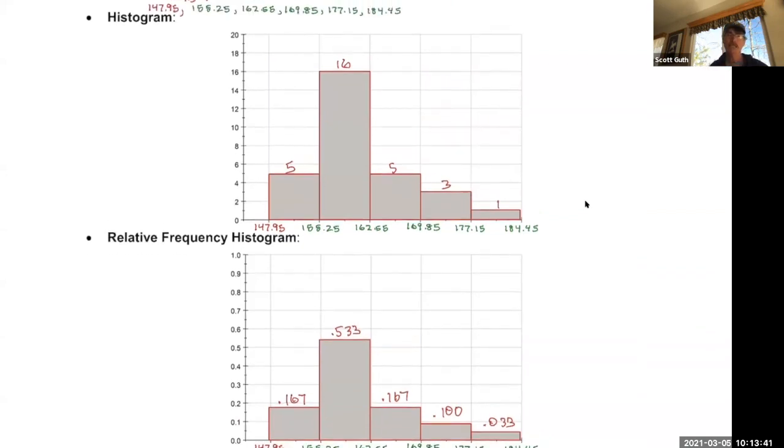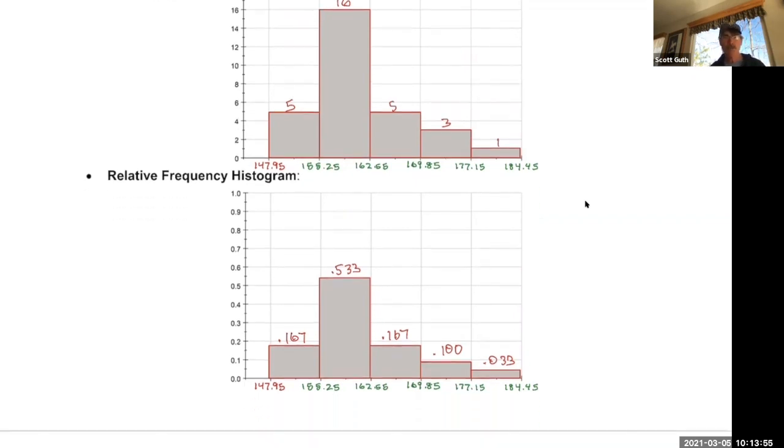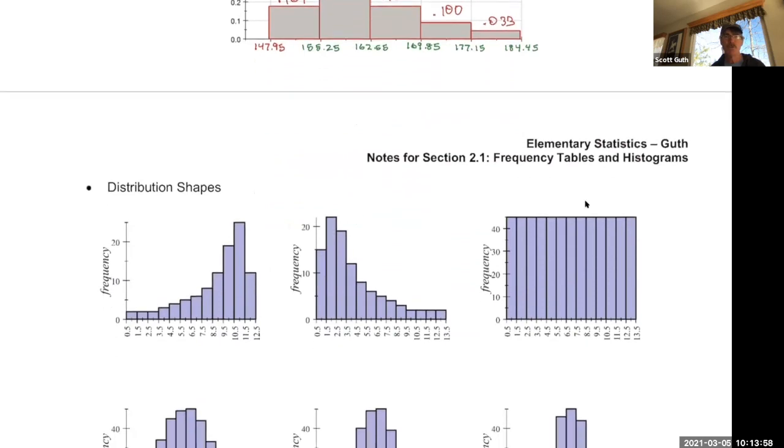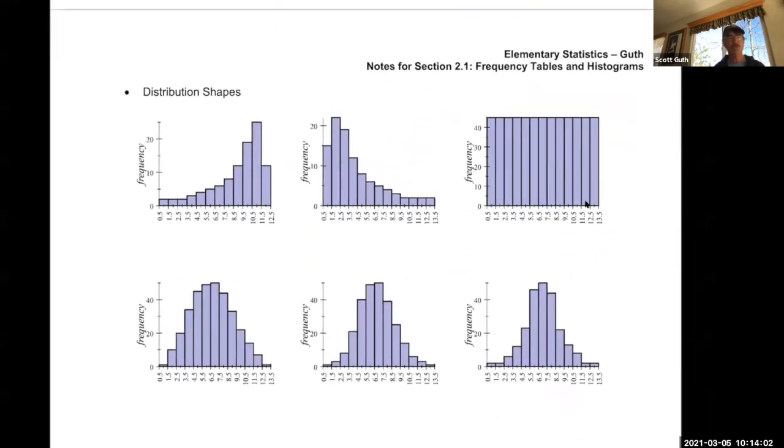Anybody else, anybody need more time on this? Happy to wait. Okay, it doesn't sound like anybody wants more time. So you can see I did a table of distribution shapes on the next page. So it's kind of nice if I get these terms out there.